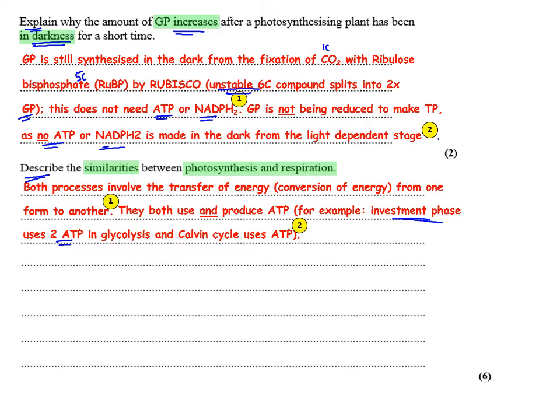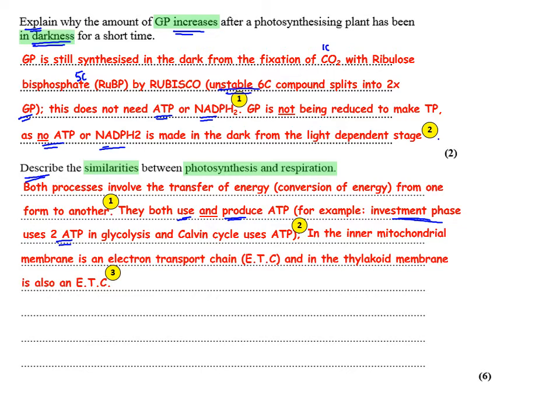Now in photosynthesis we know ATP is produced from non-cyclic photophosphorylation, and that occurs in the thylakoid membrane. But we know ATP is actually used up during the Calvin cycle to make G3P and to also convert TP back into or regenerate into ribulose bisphosphate. So the second mark point is that they both use and produce ATP. And you might want to give some examples there just to back up your statement.